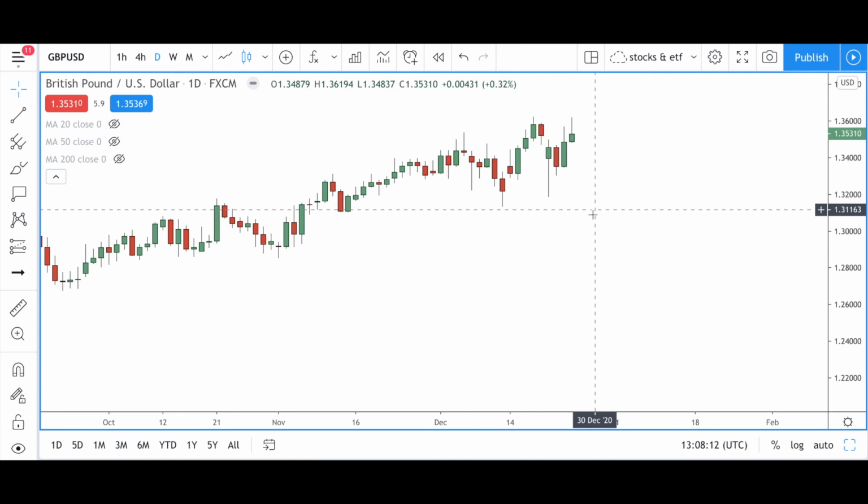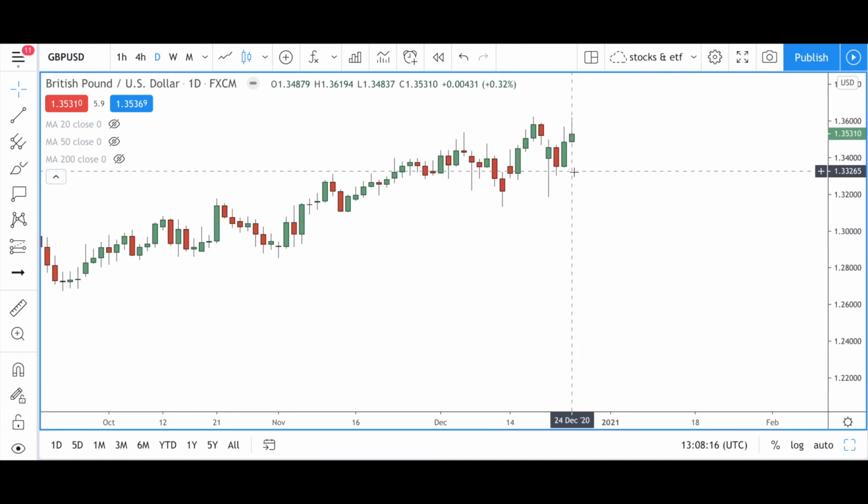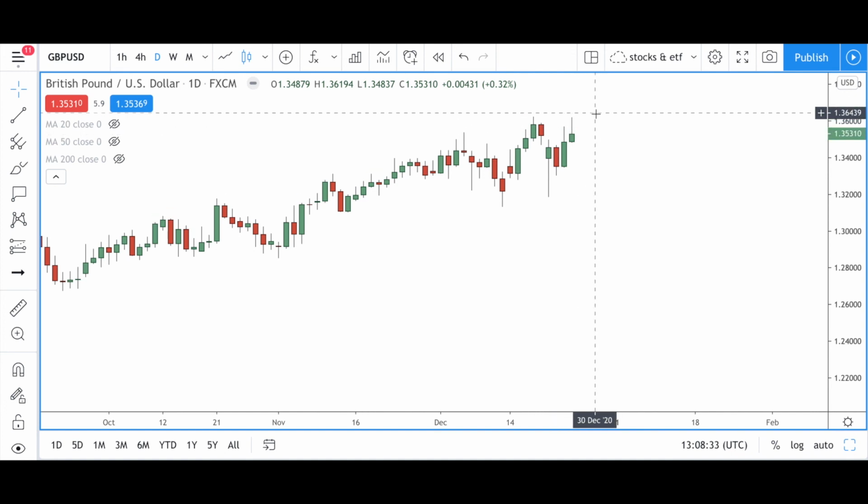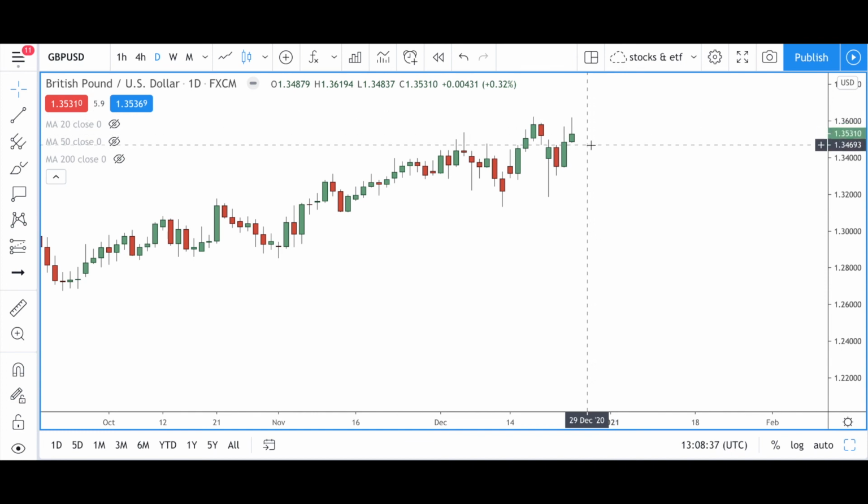Again, if we look at the daily, the last trading day was on the 24th of December 2020. During this day, price opened around 1.34879, closed at 1.35310 with a high of 1.36194 and a low of 1.34837.